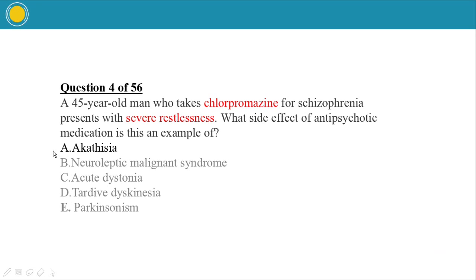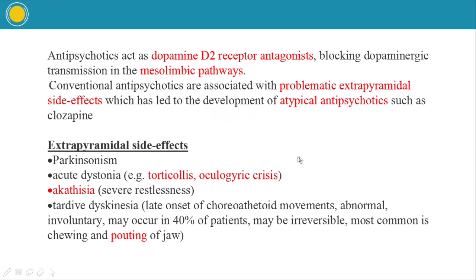Okay, choice A, akathisia, choice B, neuroleptic malignant syndrome, choice C, acute dystonia, D, tardive dyskinesia, E, Parkinsonism. For the side effects of drugs used in the treatment of schizophrenia, we have to know that antipsychotics are dopamine 2 (D2) receptor antagonists. They block the dopaminergic pathway in the mesolimbic pathway. And for conventional antipsychotics, we have a lot of side effects, most of which will be extrapyramidal side effects.